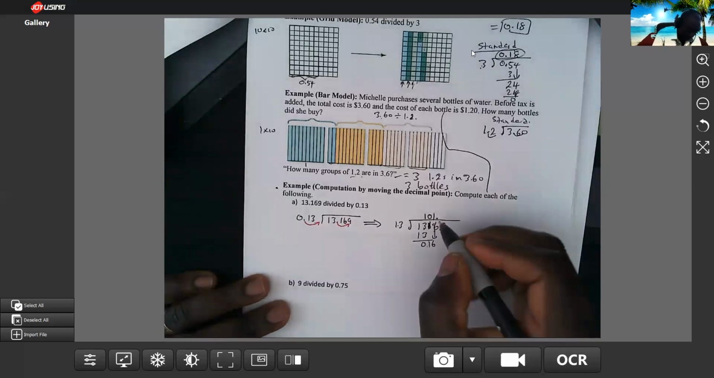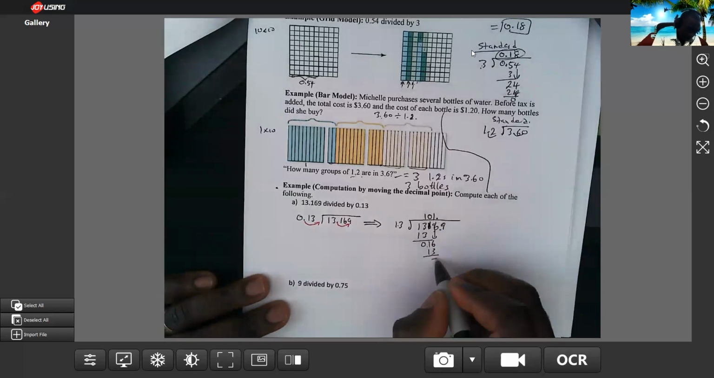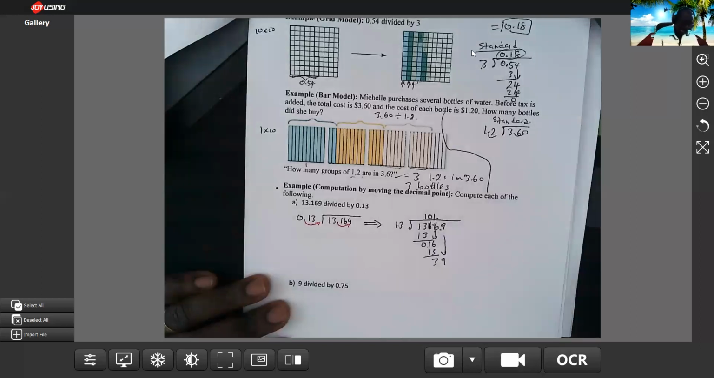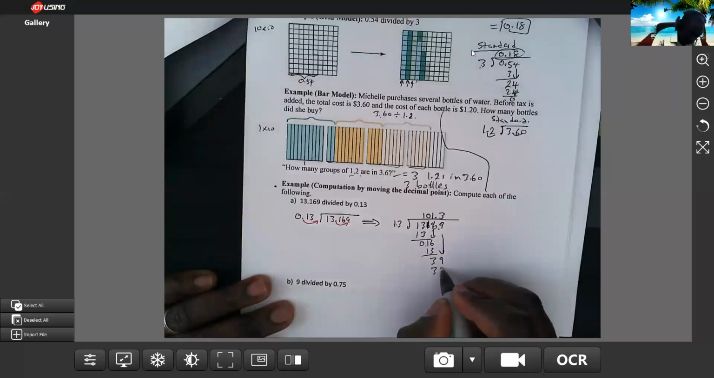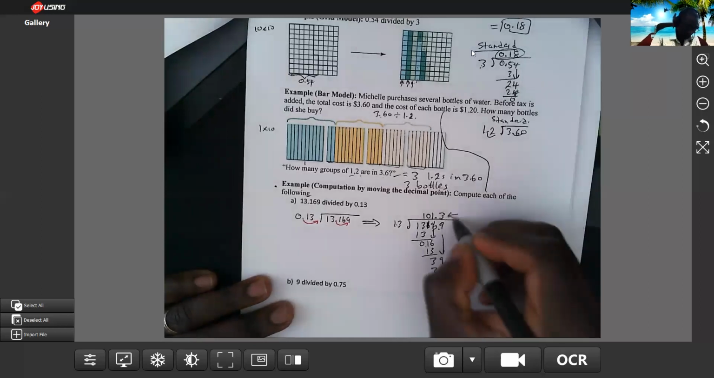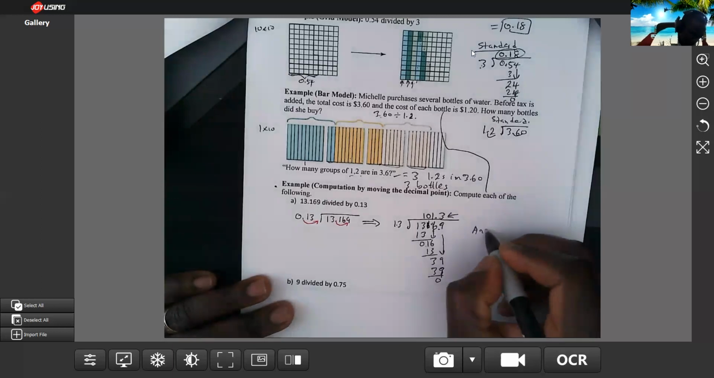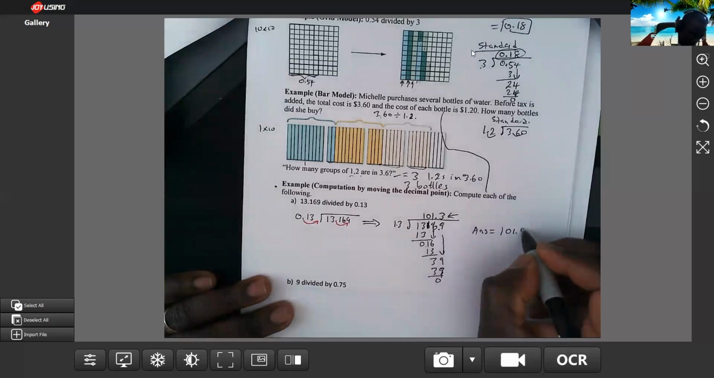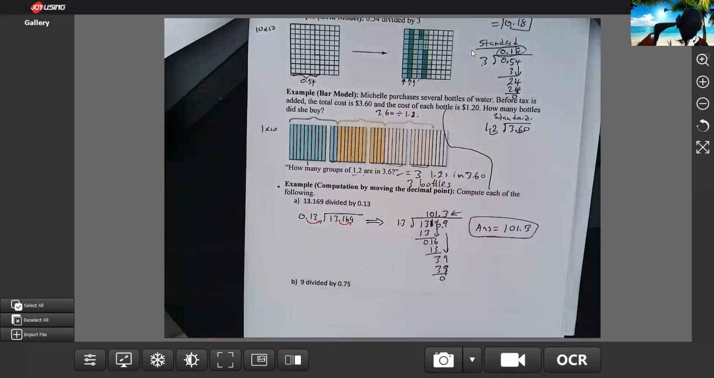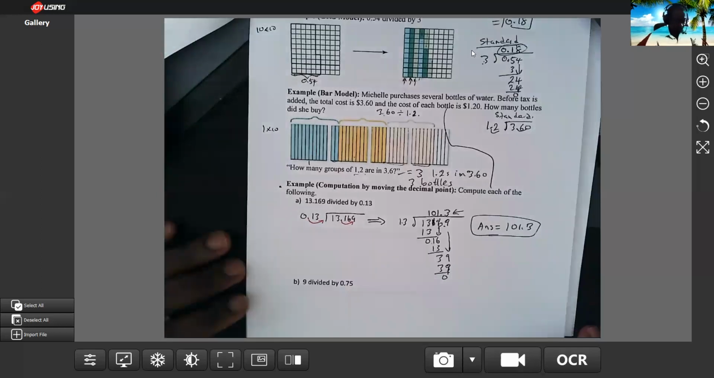So this is 13. When you subtract, you get 3. And you drop the 9. And then 13 into 39 is 3, so that gives you 39. And the answer is equal to 101.3. That is how many 0.13s in 13 and 169 thousandths.